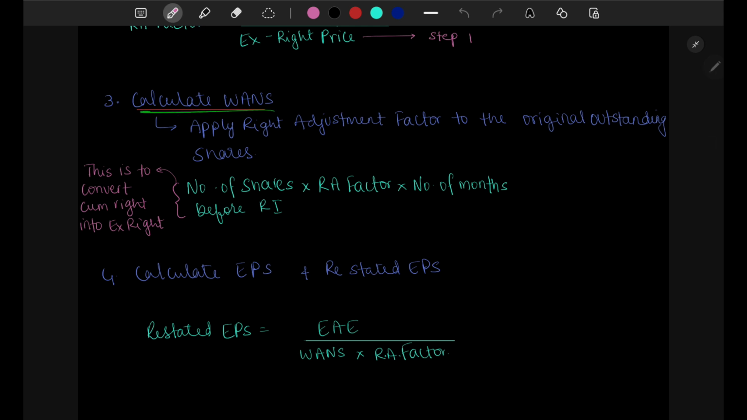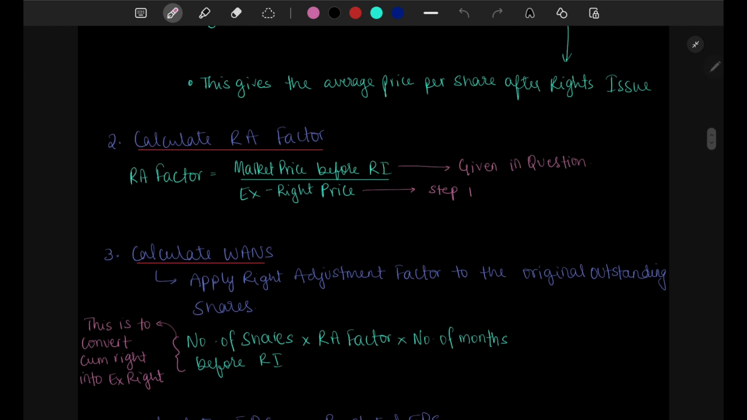As we had discussed, we'll have to calculate WANES according to the period outstanding. Okay, we'll just solve a couple of sums in the next video. This is only for concepts. So the first step is we'll have to find out what the ex-right price is. I just forgot to explain what this RA factor does. How to find the RA factor.